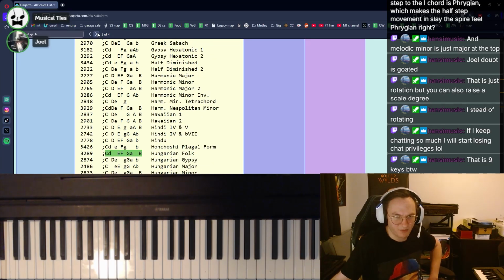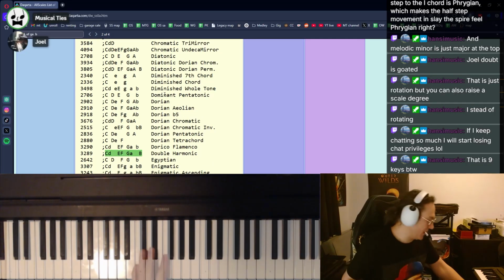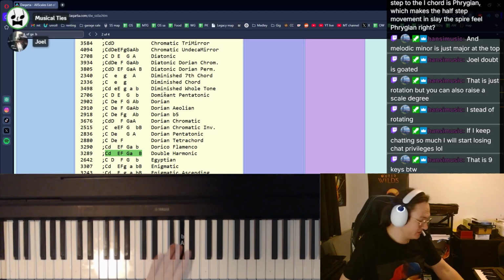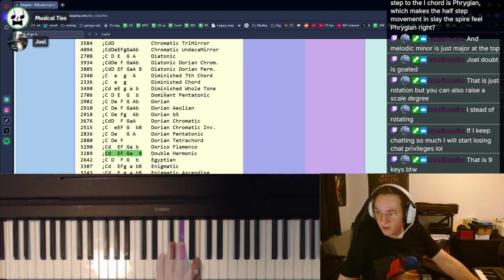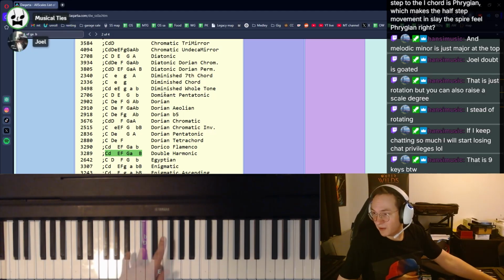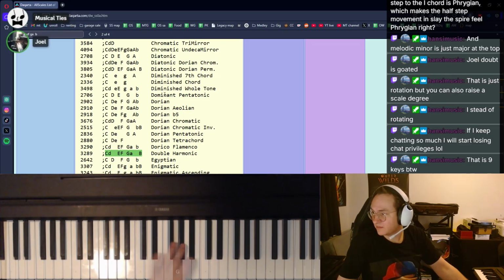Byzantine, yeah, it's double harmonic. It's double harmonic because you have this augmented step twice. Mm. So you have an augmented step here, and you have an augmented step here. Very cool.